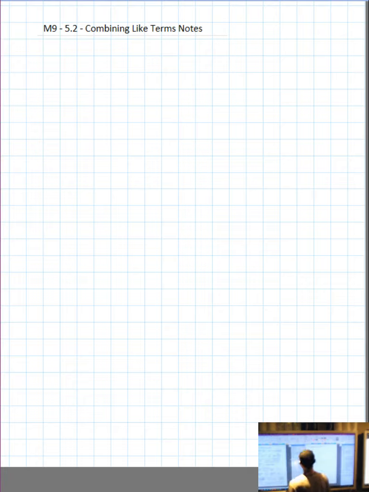Okay, let's take a look at combining like terms. x plus x equals 2x. How do we know if that's true? Well, make up a random value for x. x equals 5. Put it into the equation.